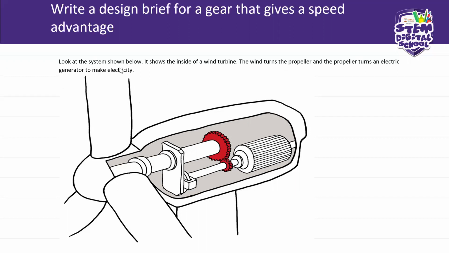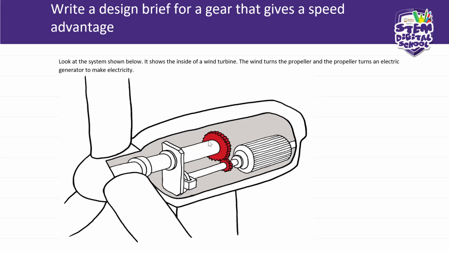Look at the system shown below. It shows the inside of a wind turbine, right? You find this in a wind-powered power station. The wind turns the propeller, and the propeller turns an electric generator to make electricity. Okay, this is for the power station.